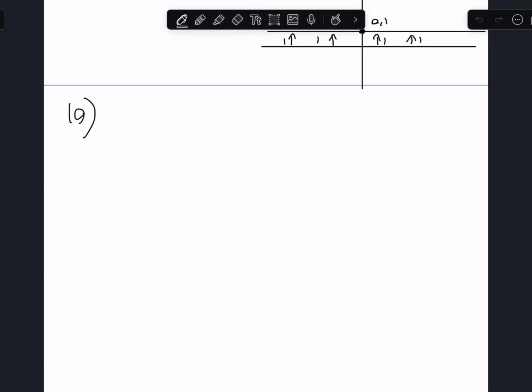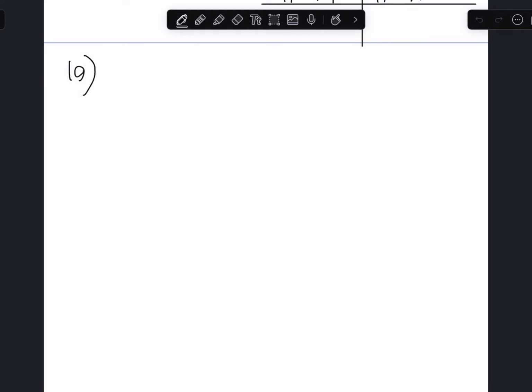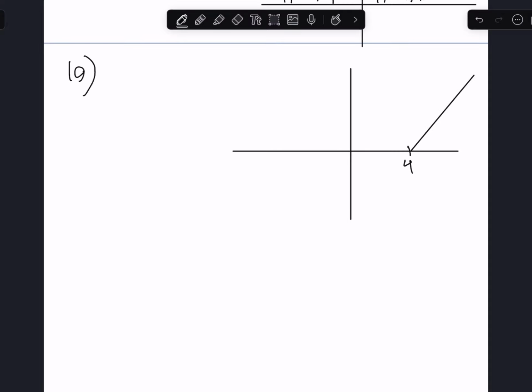So now, our question 10 is asking us, given the graph of f, sketch the graph of f prime. This is super similar to our last question. So first, let's graph our original graph. It is going to have its x-intercept at 4. And it's going to go up that way and up that way, with its y-intercept being 4.